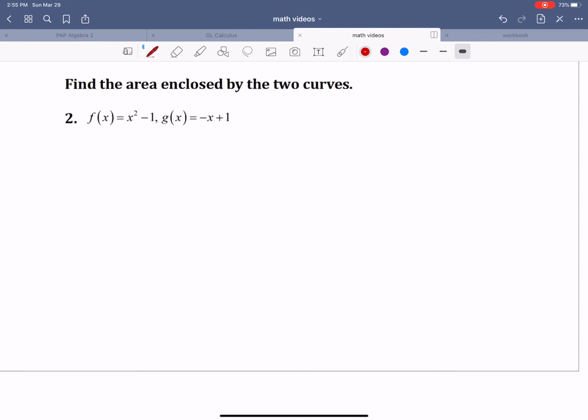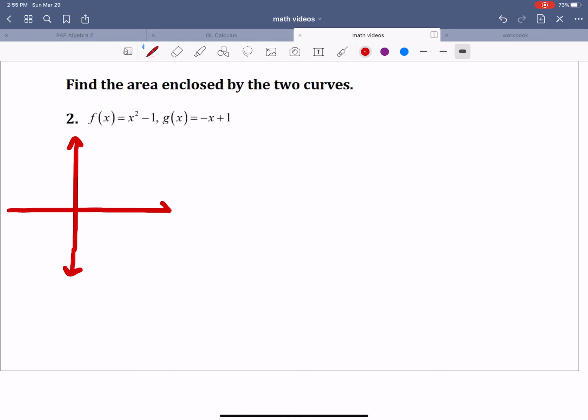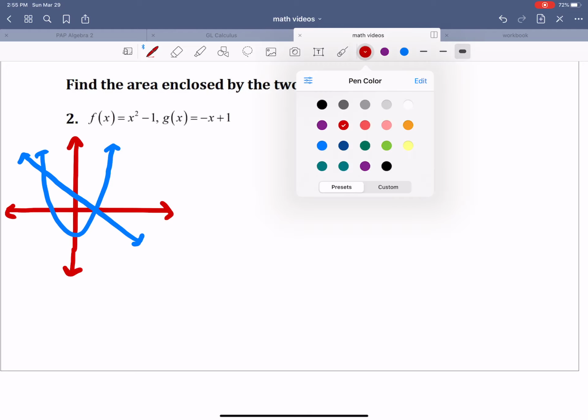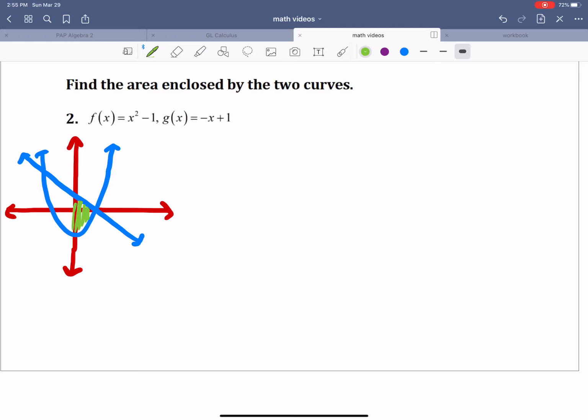Okay, here we go. Number 2, find the area enclosed by these two curves. So now we have x squared minus 1 and negative x plus 1. So first step, draw a graph of both curves. So x squared minus 1 is a parabola that's shifted down by 1 unit. Negative x plus 1 is a line that passes through quadrants 2 and 4 and looks like this. So our intersecting region here, or our shaded region, is this section right here.